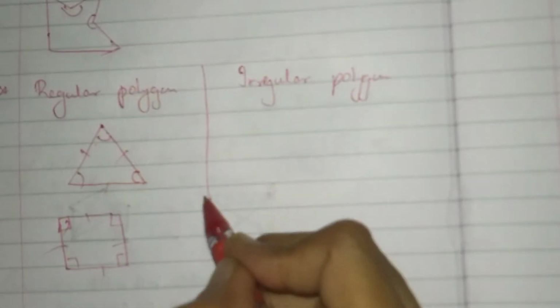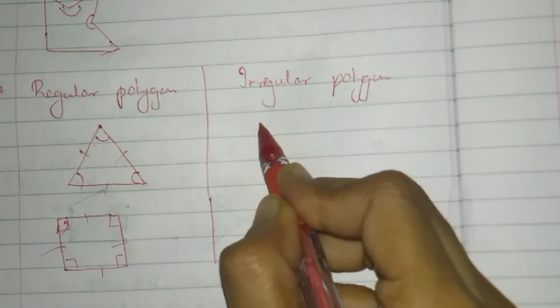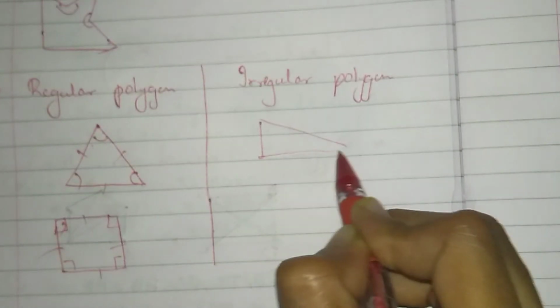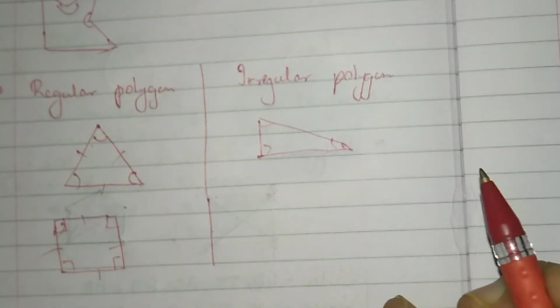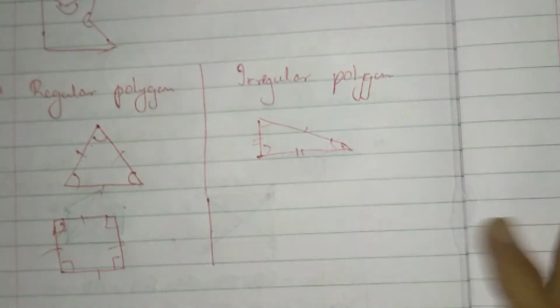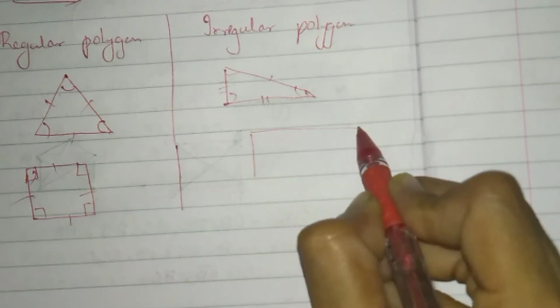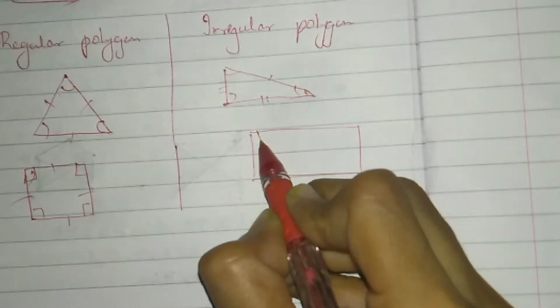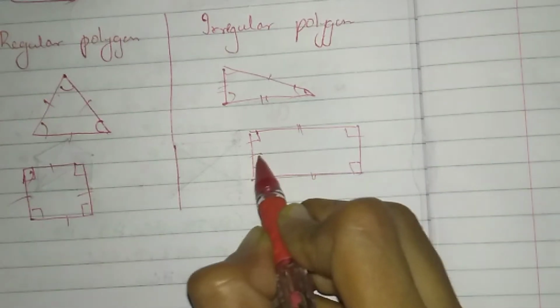Here in an irregular polygon, sides are different, angles are also different. Another example I can take is a rectangle. Its sides are different.